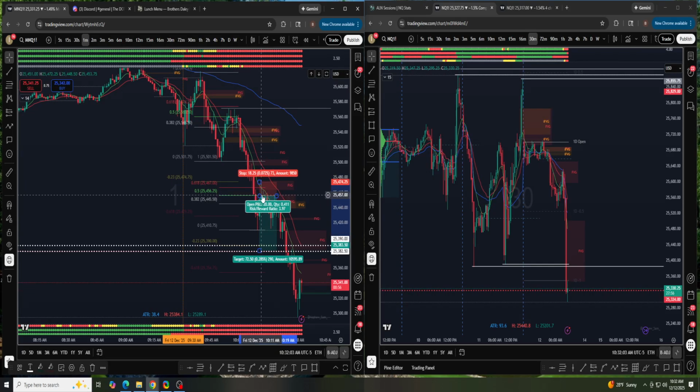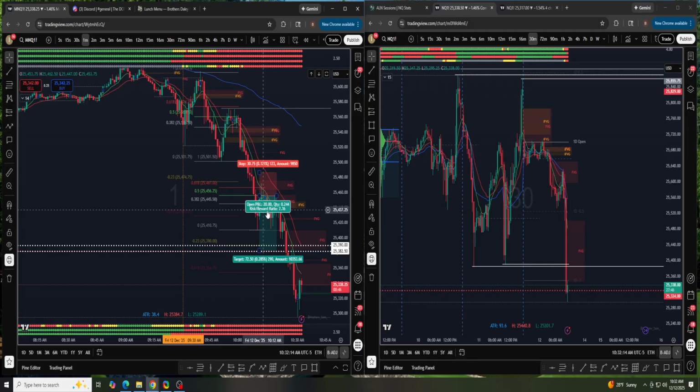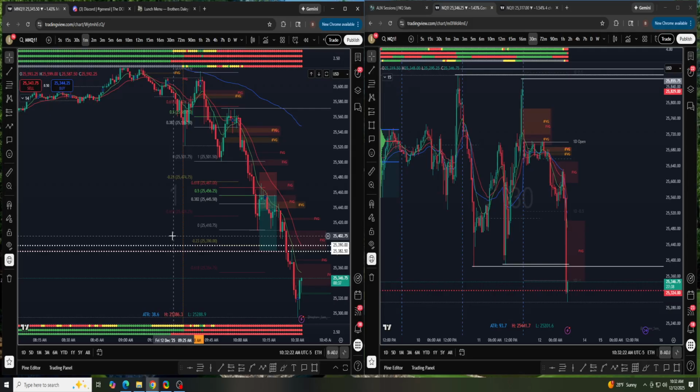You enter here. ATR at the time was about 30-ish points. Stop at the 1 minute ATR. Enter, scale out maybe halfway through, or whatever, to reduce your risk, and then let the trade either work or not. That's basically it.